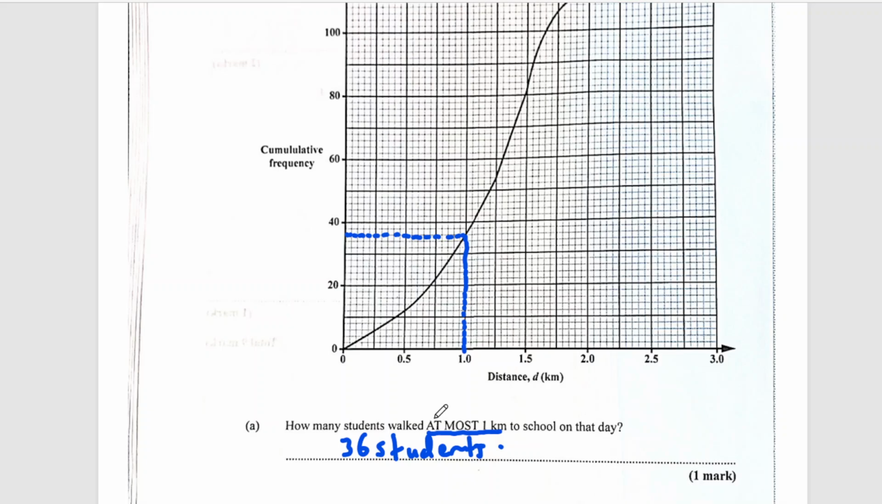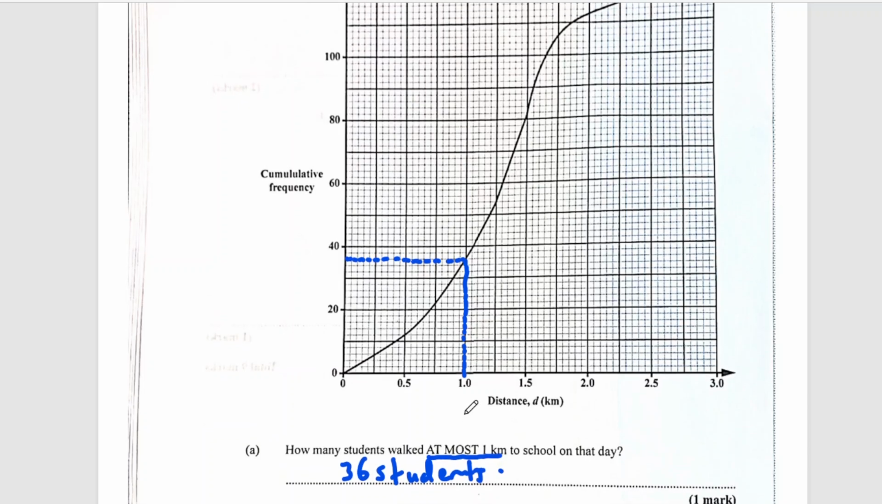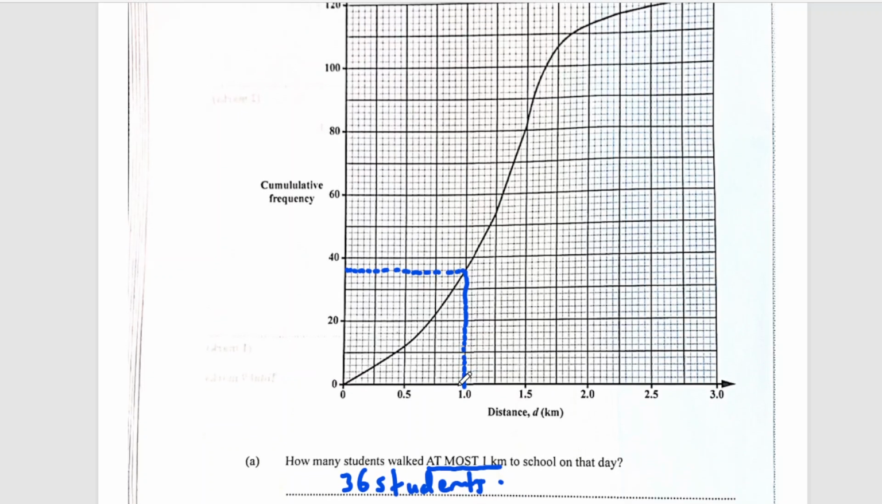If the question was at least, right, that means who walk 1 kilometer or more. So then we would do the same thing, draw the line here, but more than 1 would have been this part of the curve, the top part. So to get that part of the curve, we will take this value and subtract it from the total, which is 120, to give me how many students up here, right? But that's if it was more than. All right.